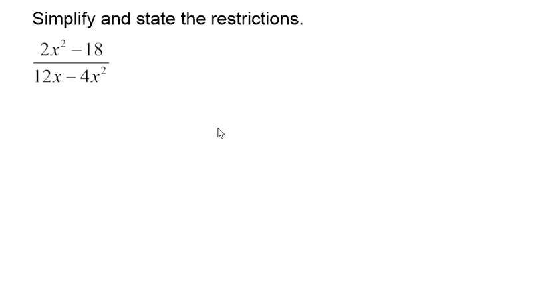In this example, we'll be going over simplifying a rational expression and stating the restrictions. Another word for restrictions, or another way we refer to restrictions, is calling them non-permissible values, or the NPVs.